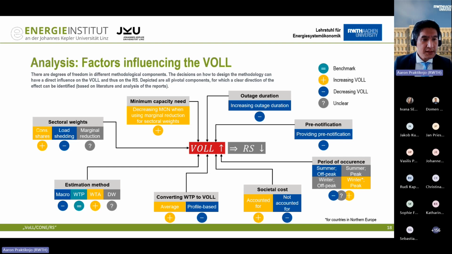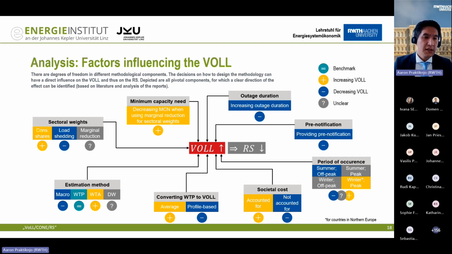Furthermore, there are sectoral weights. We already mentioned that there are different types of consumers involved in electricity consumption. And how do we weight them? Each of these consumers may have different values of lost load. And how do we put them together if we want to calculate the single value of lost load reflective of our whole country, our economy? One way to do that is to use consumption shares, to weigh the value of lost load. So we take annual consumption shares.